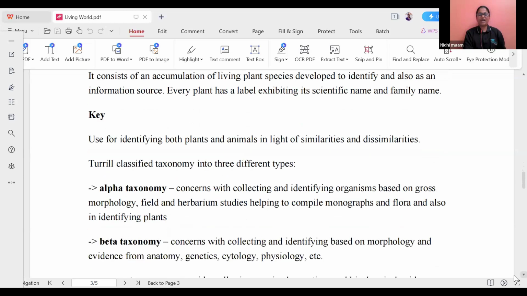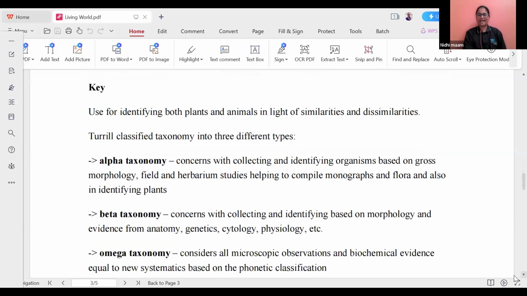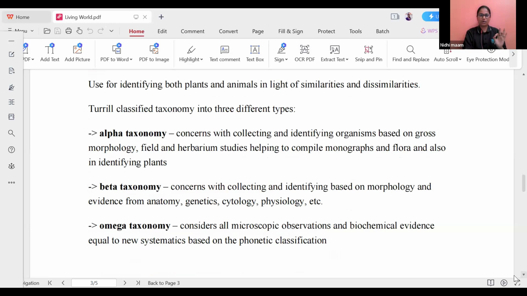A key is used for identification of both plants and animals in light of similarities and dissimilarities. A key is nothing but a hint to identify whether an organism is a plant or an animal, and what the similar characteristics are with other organisms. That is a key. Next we have alpha taxonomy, beta taxonomy, and omega taxonomy, very important for CET.